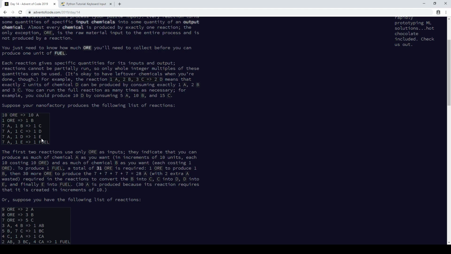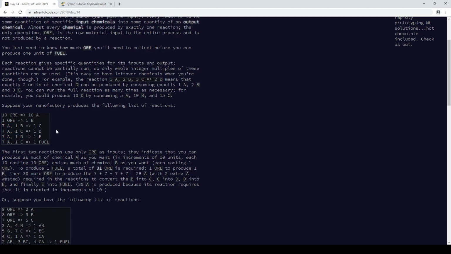Anyway, this gives you a total of 41 ORE, this idea, right? You use one ORE to make a B, and then you use 10 ORE and the B to make a C, and 10 ORE and the C to make a D, and so on. But actually, you don't need to spend to make 40A. You can make only 30A, because you only need 28 to run these four reactions.